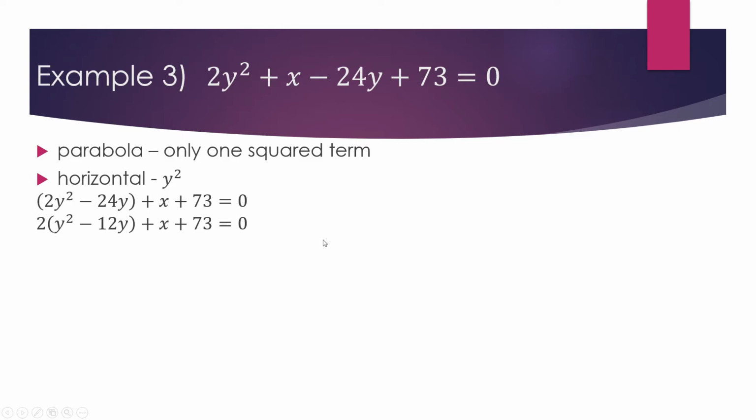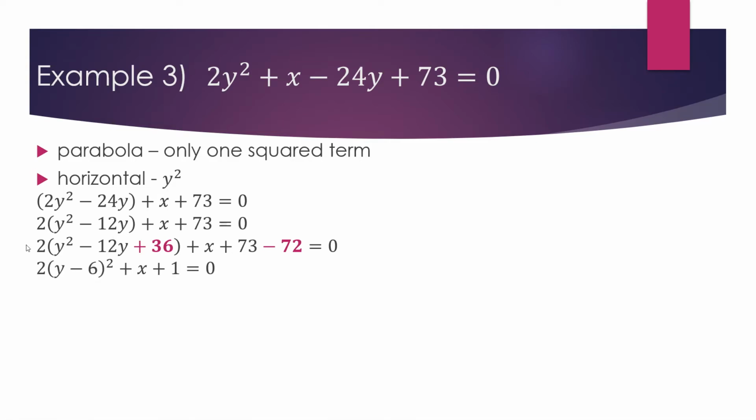If we complete the square, half of negative 12 is negative 6. Negative 6 squared is 36. But we didn't just add 36, we've added 2 times 36. So we've added 72. To balance that out, we're going to subtract 72 out here. If we simplify this, half of negative 12 is negative 6, so we end up with 2 times the quantity y minus 6 squared, plus x plus 1 from the 73 minus 72.